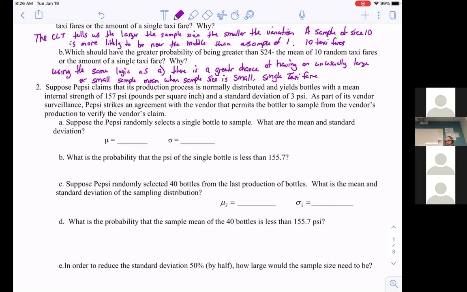Because this is 1 individual, yes, we could consider it a sample of 1, but my formula is to divide by the square root of n, so the square root of 1 is 1, so it really has no impact. So I'm going to expect my sample to roll in at 157. My standard deviation rolls in at 3. What is the probability that that PSI, that single bottle, is less than 157?